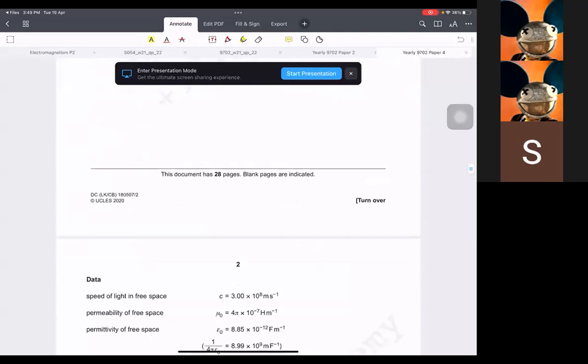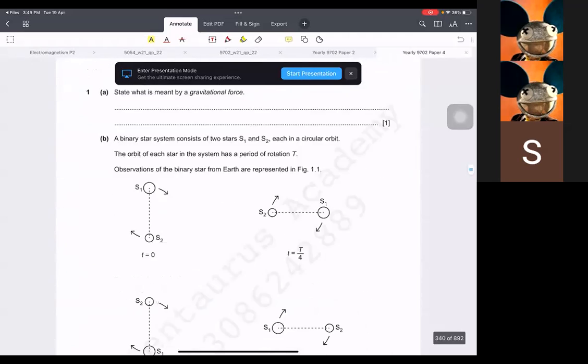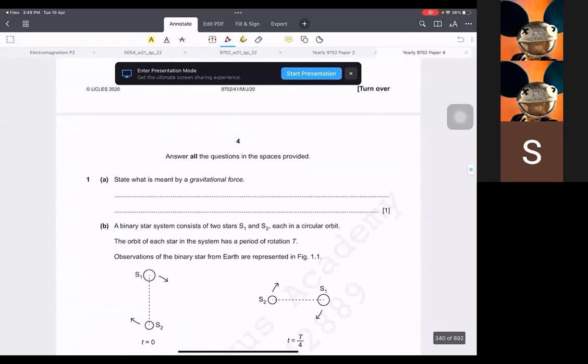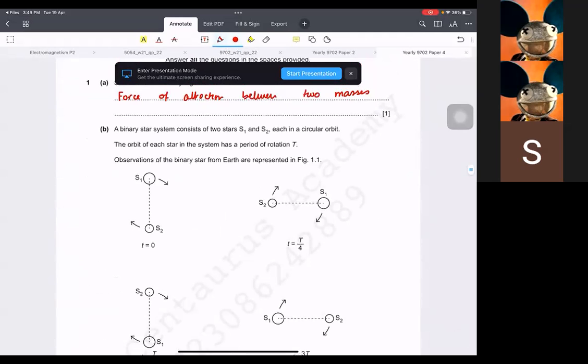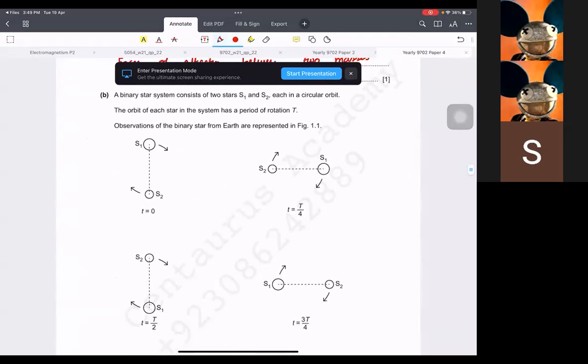Okay. So for the very first question, what is the gravitational force? Gravitational force is the force of attraction between two masses, right? So you should always write that. And then binary star system, right.